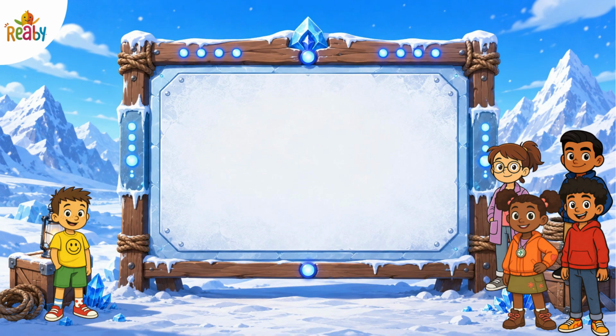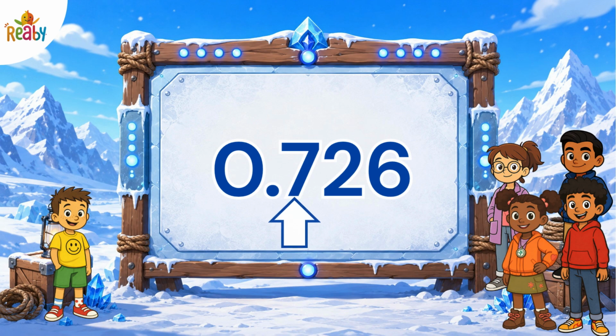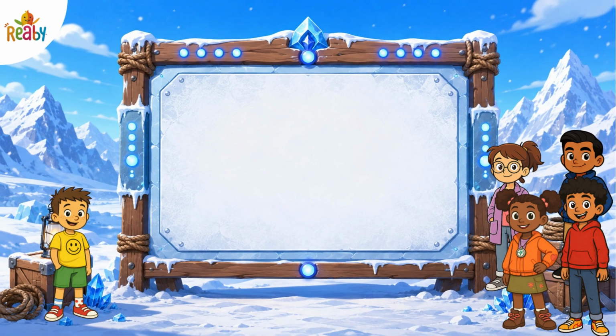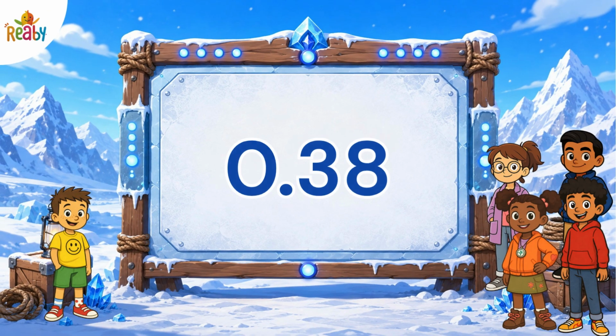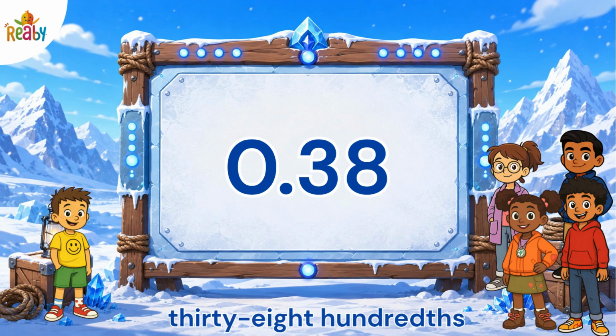Your turn, explorers. Challenge 1. What place is the 7 in 0.726? Correct. The 7 is in the tenths place because it is the first digit after the decimal point. Challenge 2. Read this decimal. Correct. 38 hundredths, because 0.38 has 2 digits after the decimal point, so the last digit is in the hundredths place. We can also read it as 0.38, but 38 hundredths shows the place value meaning.